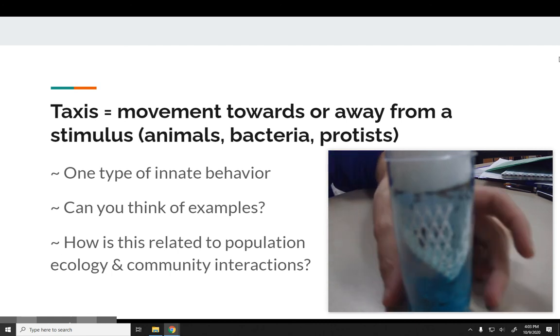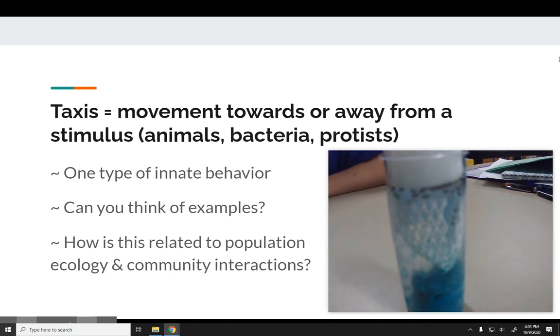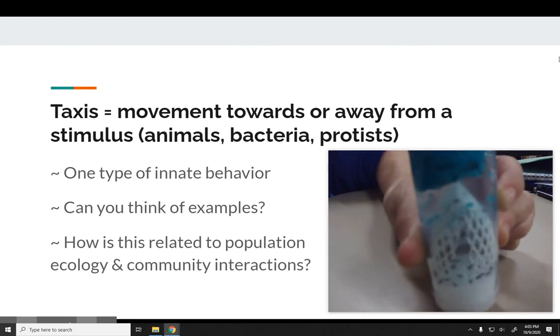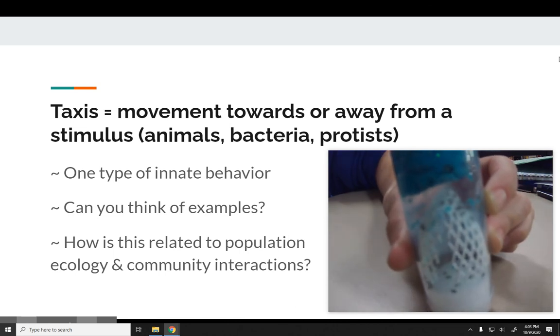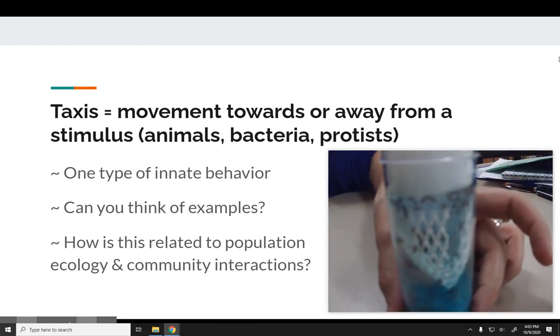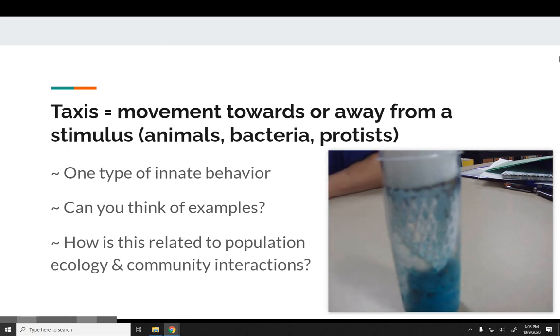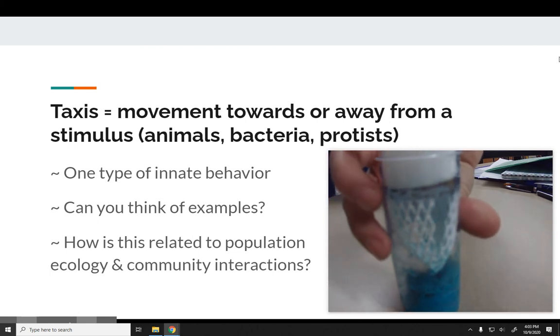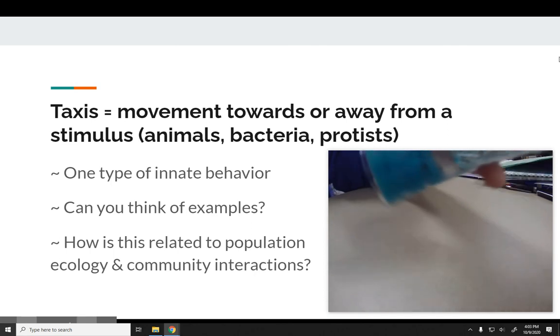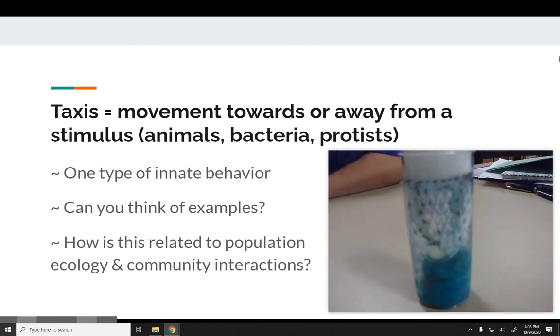I want you to notice where they are in the vial right now, because I'm going to give you an example here of a taxis type response. I'm going to flip this file upside down. Pay attention to where all those little buggers go. And now I'm going to flip it back. Did you notice which direction these fruit flies always want to go? We'll go like that again. Hopefully you notice that they're always heading towards the top.